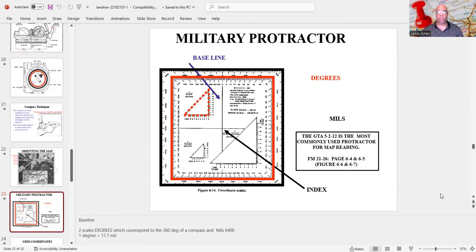Now we're doing some military because you have a military protractor. Again, I told you about mils. Well, here's your military protractor: degrees, baseline, your index. Just like a protractor. Regular protractors come in 360 degrees or 180 degrees. This is a square protractor.